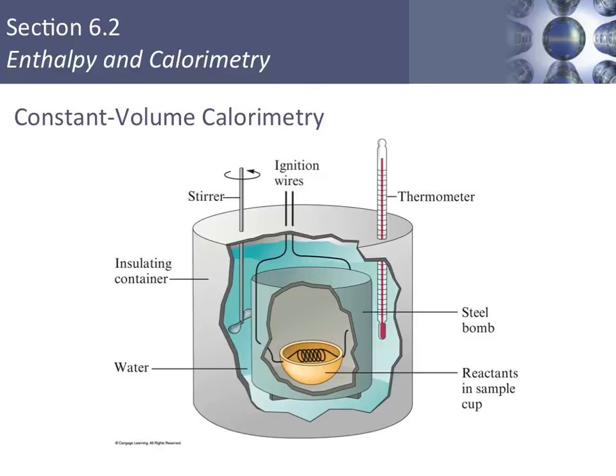And finally, let's talk about constant volume calorimetry. This is where you would have something like a bomb calorimeter shown here, where you could keep the volume constant. The setup is very much the same as the coffee cup calorimeter, where you have something to monitor changes in temperature and a place for the reaction to proceed.